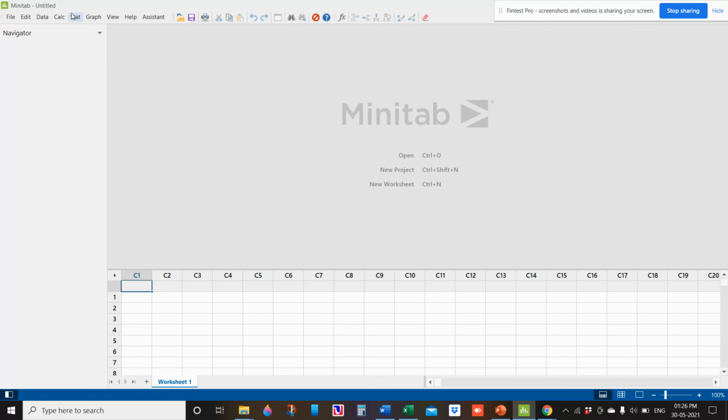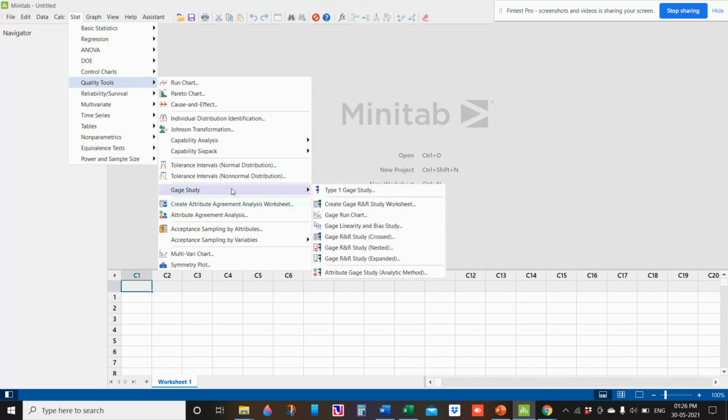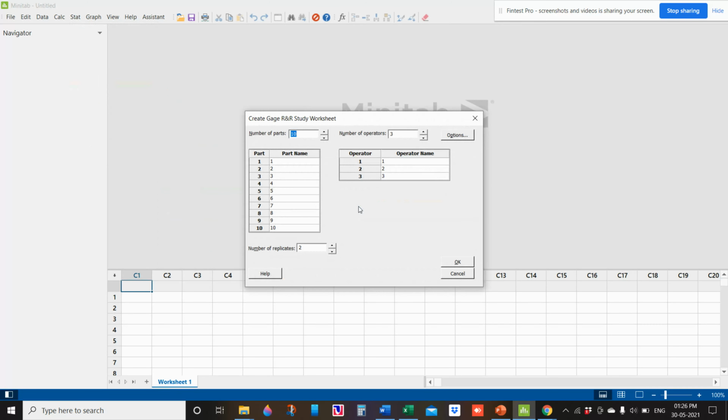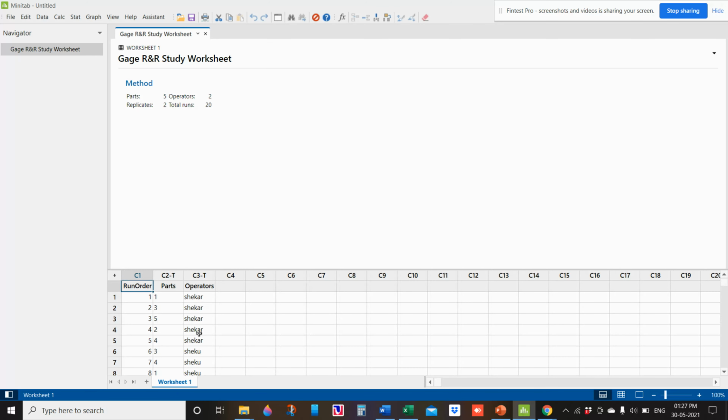Let us go to Start, Quality Tools, Gauge Study, Create Gauge R and R Study Worksheet. Here I'll give the number of parts as 5, the number of operators as 2, and operator names, for example Shaker. There are 5 parts, and each part will be checked by both people 2 times. Then say OK.